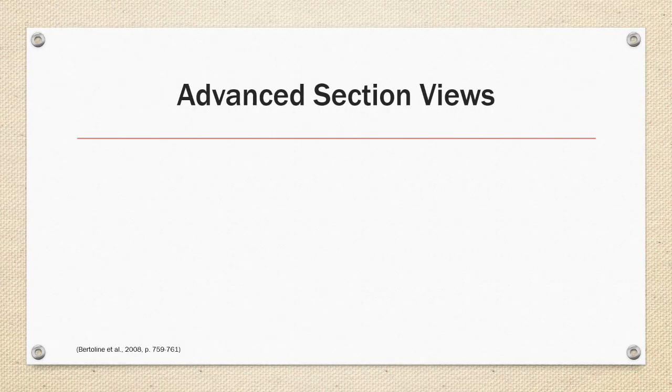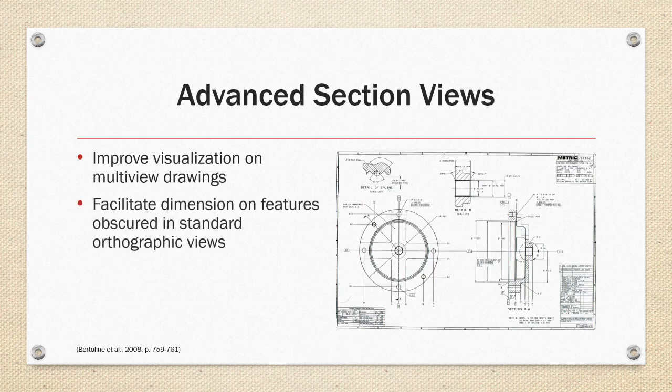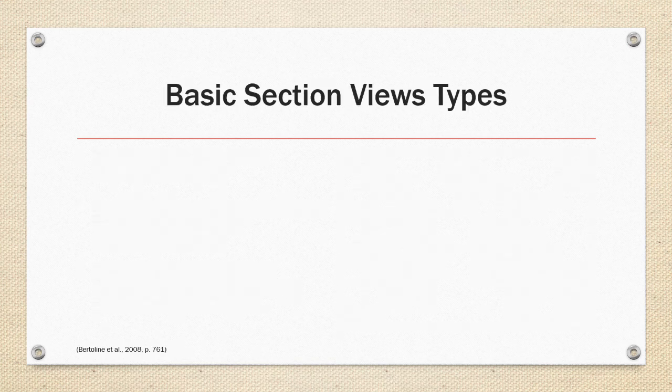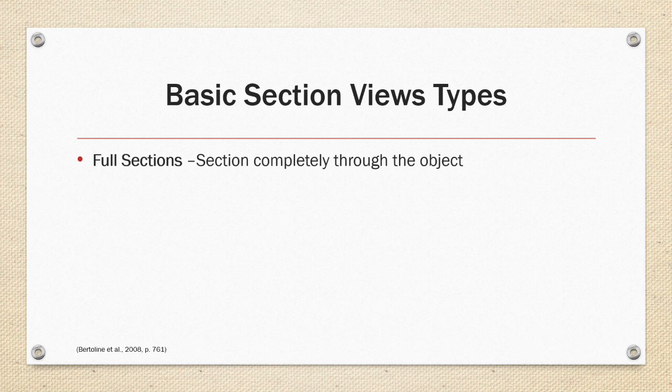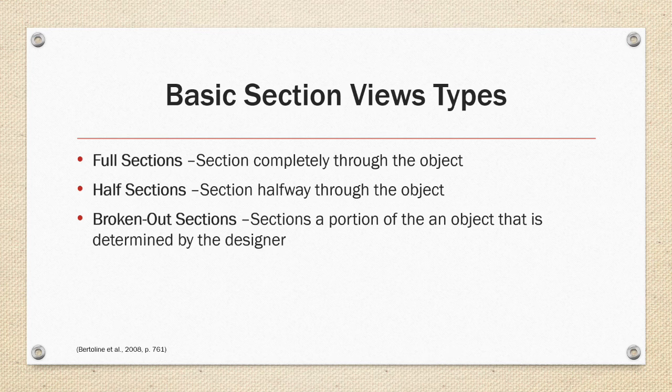Advanced Section Views. To review what we learned in the basic section views: section views improve visualization on multiple view drawings, facilitate dimensioning on features obscured in standard orthographic views, and the technique is based on passing an imaginary cutting plane through an object. In the last presentation, the basic section view types we covered were full sections, which section completely through the object, half sections, which go halfway through the object, and broken out sections, which section a portion of an object that is determined by the designer.